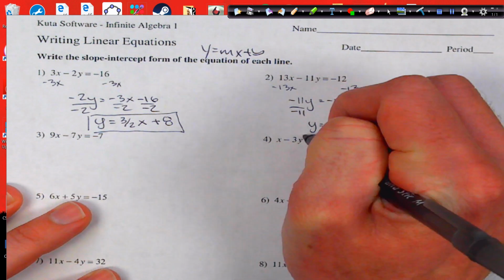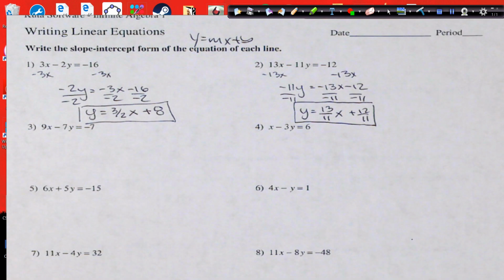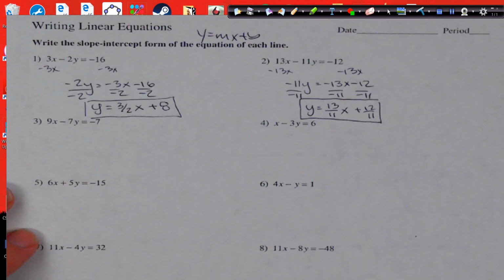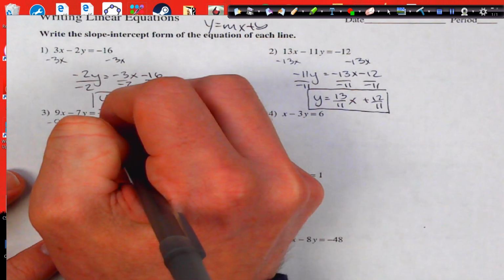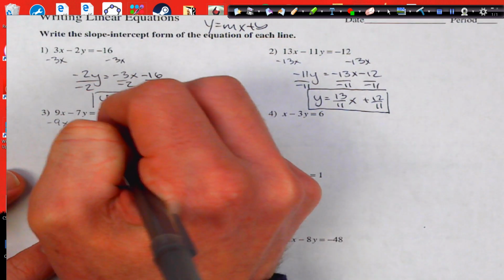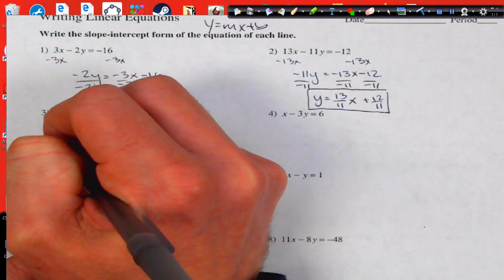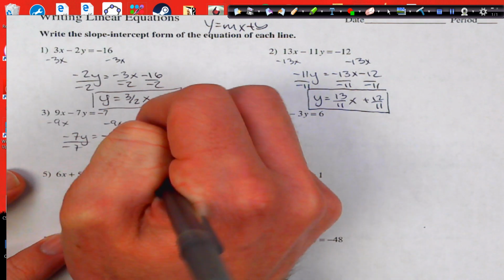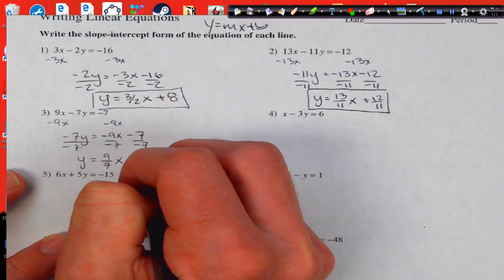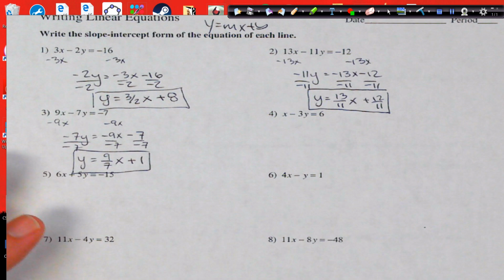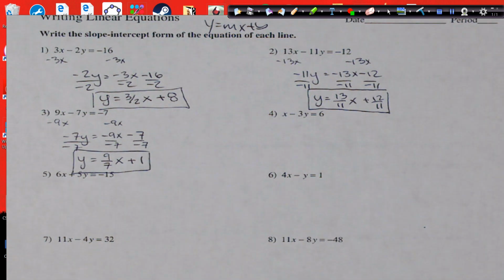If it doesn't break down easily, just leave it as a fraction. It's okay. All right. Next one, subtract 9x. Divide by negative 7. Again, when we have two negatives, we want to make sure that we write the correct answer here. In this situation, we have two negatives for both of these, so there we go.